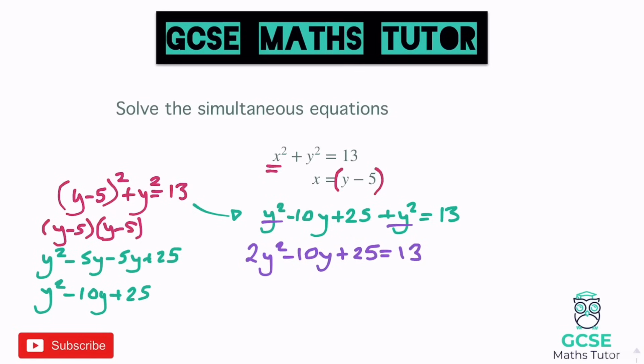Now when it comes to solving a quadratic, we need to make this equal 0. So we need to subtract 13 from both sides. So if we get rid of that 13 from both sides, let's see what we get. We get 2y squared minus 10y. Take away the 13 from the 25 leaves us with 12, so positive 12, and that equals 0.